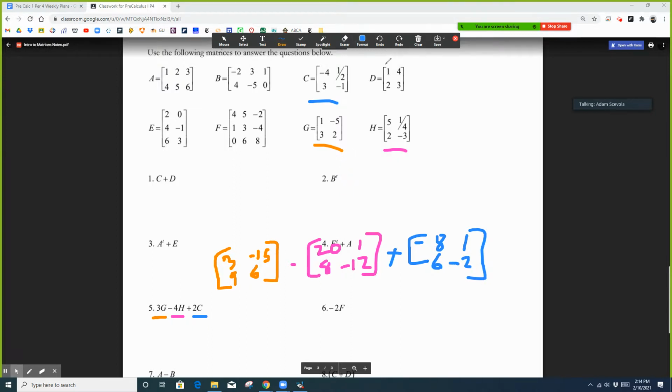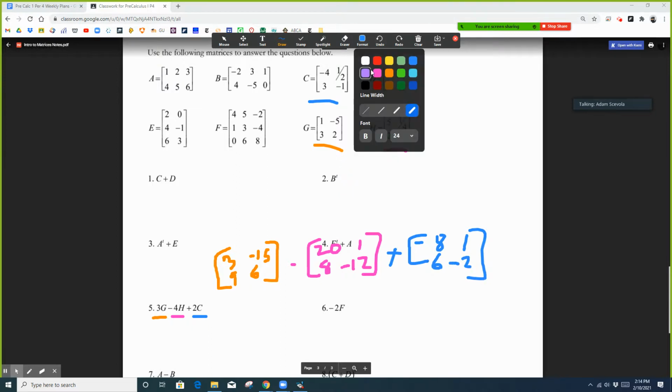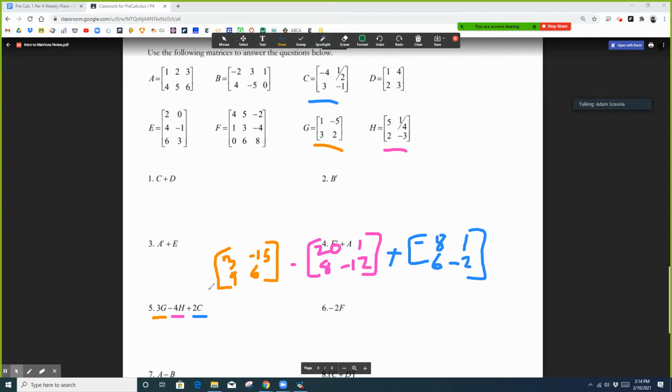All right, so now to add those, you can use the associative property, which means you can add these two together first, and then add that blue one, or add the pink and the blue one first and then subtract it from the orange one. Either one would work. So if I add these two first, I would get 3 minus 20 is -17. -15 minus 1 is -16. 9 minus 8 is 1. 6 minus -12 is 18.